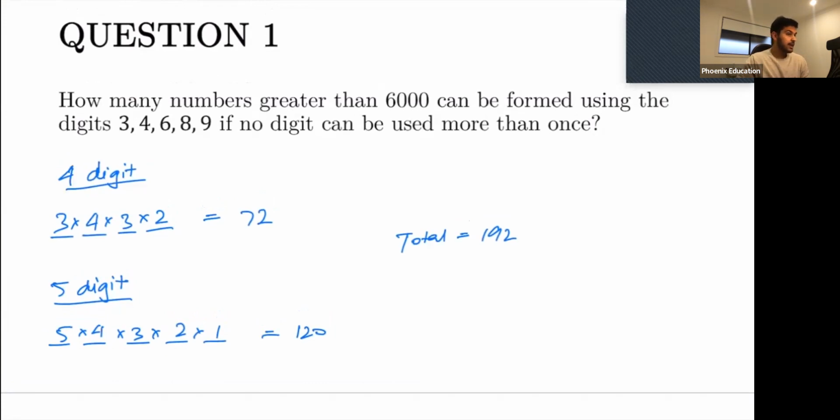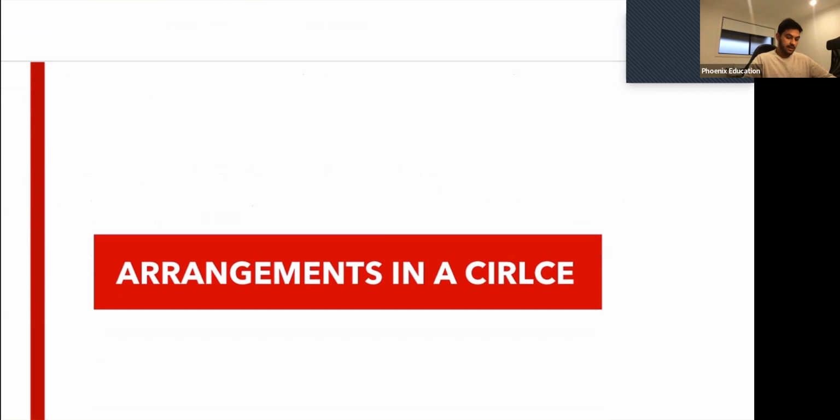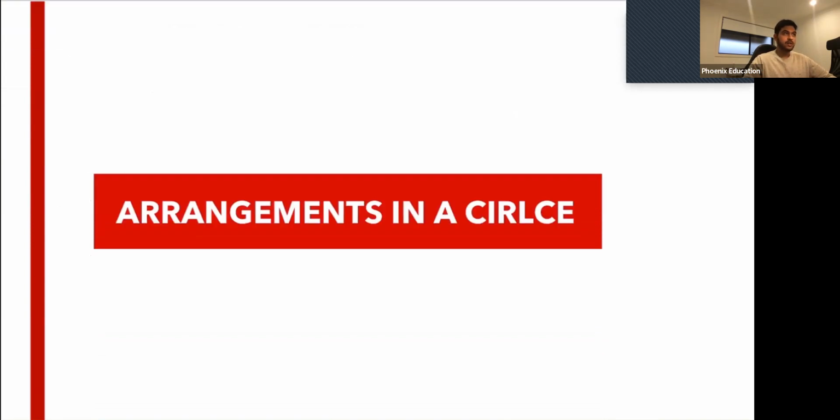Okay, let's have a look at this one. So this one, we will also be skipping, but this one comes from North Sydney Girls. So pretty similar to the one that we just did. The solutions for this will again be in the annotated slides.